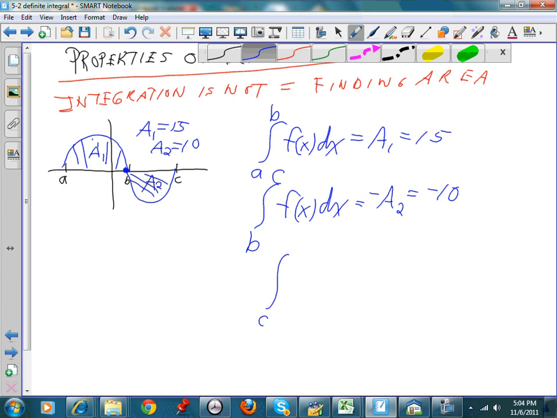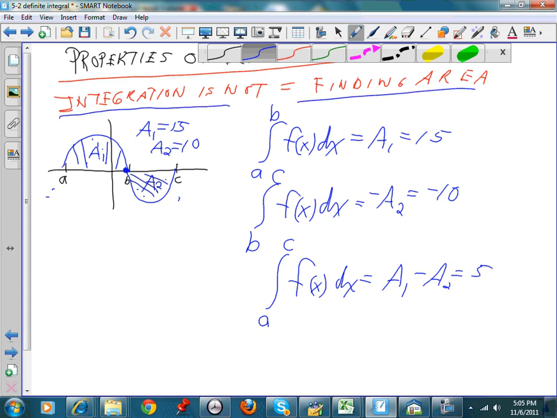Also, if I wanted to integrate from A all the way to C, the whole interval, well, you might guess, what's that equal to? That's just going to be A1 minus A2. That's going to be 5. So we can use integration to find area if we know what we're doing. But the integral and area under the curve are only the same if the function's positive. We have this concept, we might say, of negative area. So integration is not equal to finding area.